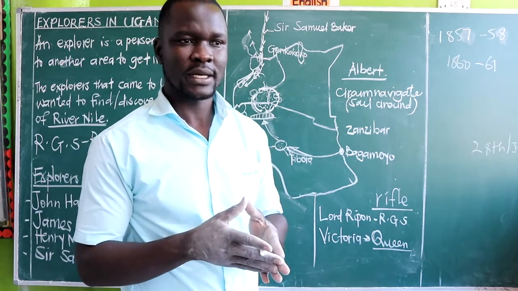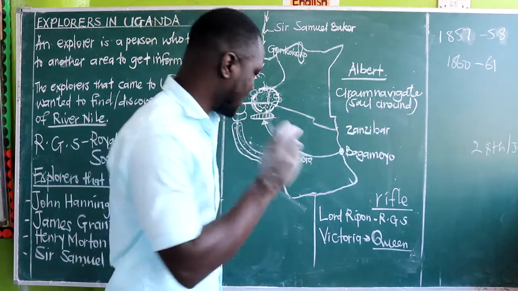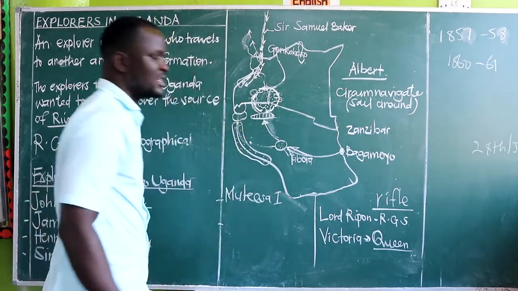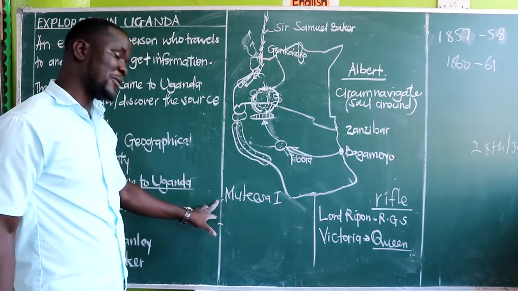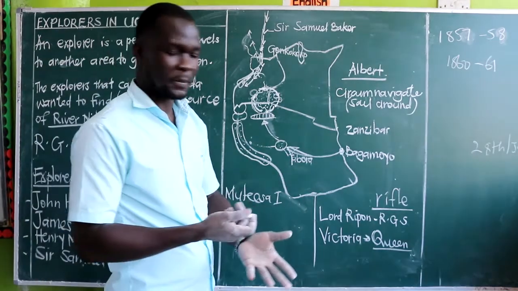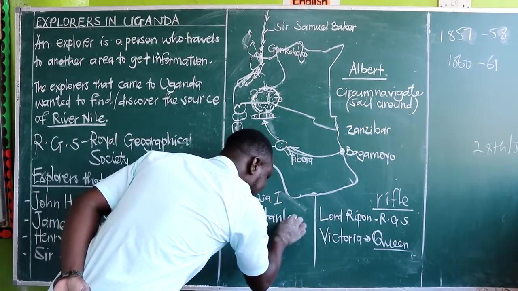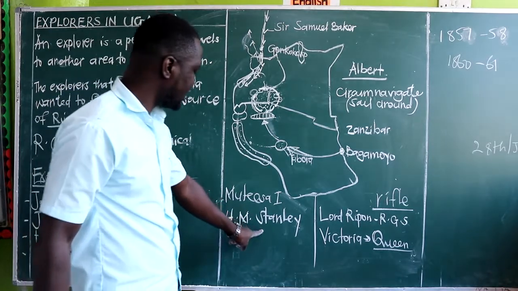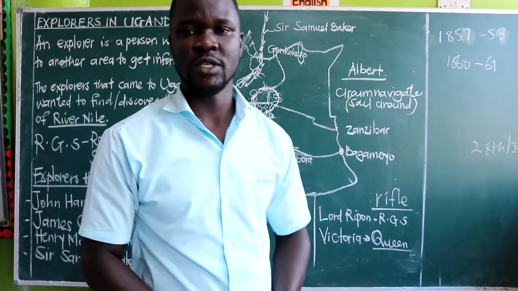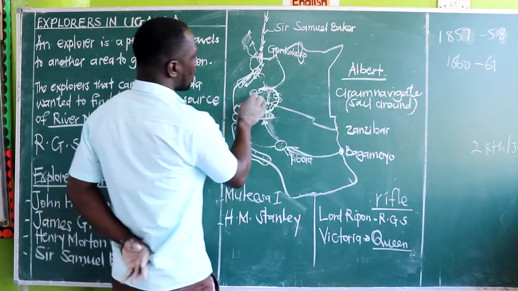So we have Stanley writing the letter at the request of the Kabaka, that was Kabaka Mutesa I. We need to get this well. We have two people contributing to the coming of the missionaries. The king who invited, he requested Henry Morton Stanley to write the letter. And Henry Morton Stanley wrote the letter, which was inviting the missionaries to come to Uganda, and the letter was sent.